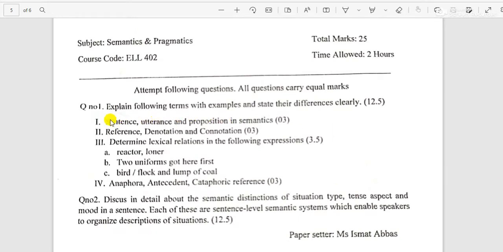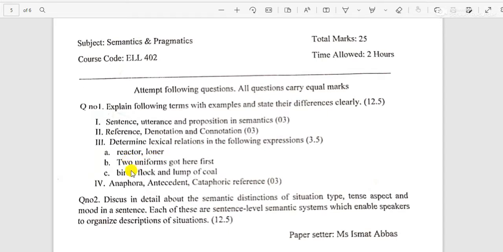Attempt all the questions. Question number 1. Explain the following terms with examples and state their differences clearly. First one is sentence, utterance, proposition in semantics. Second one is reference, denotation, and connotation. Third one is determine lexical relation in the following expression.